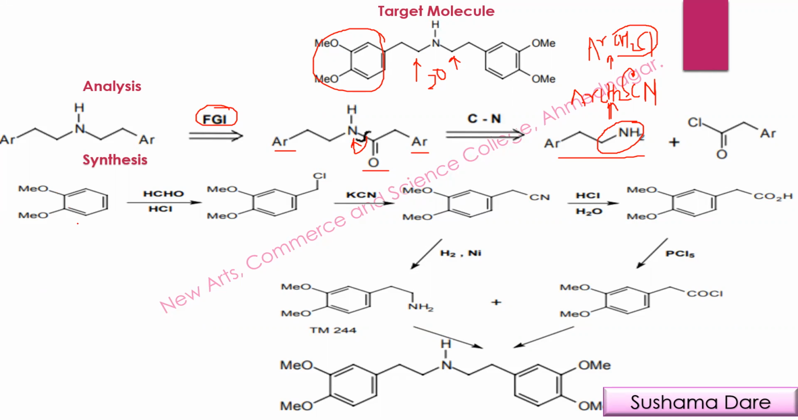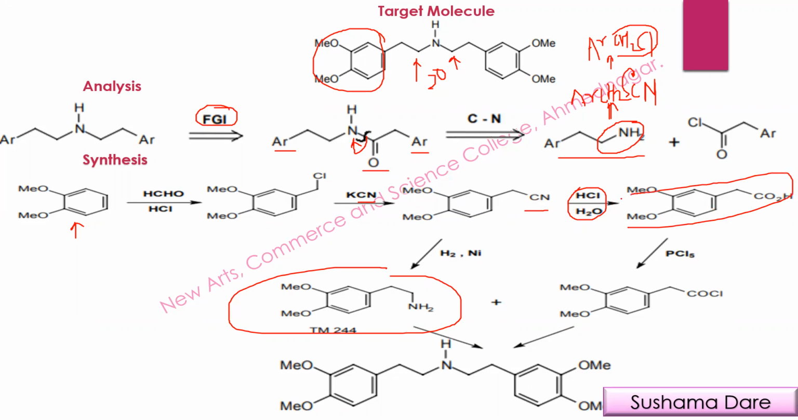Now this is the starting compound. Do the reaction with formaldehyde in the presence of HCl, and it gives CH2Cl. After that, treat it with cyanide, and it gives CH2CN. Here, you can reduce the cyano group to CH2NH2. So first of all, convert it into CH2NH2. Now, the same we have to hydrolyze. The cyano group is hydrolyzed by acid hydrolysis, so that cyano group is hydrolyzed to the COOH group.